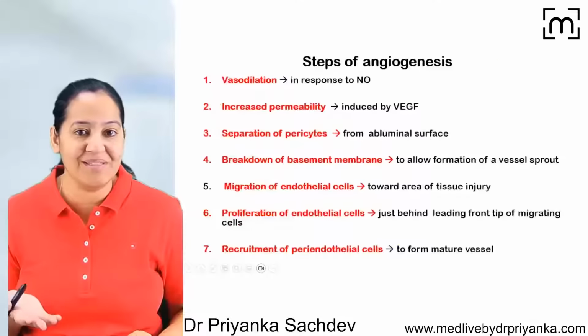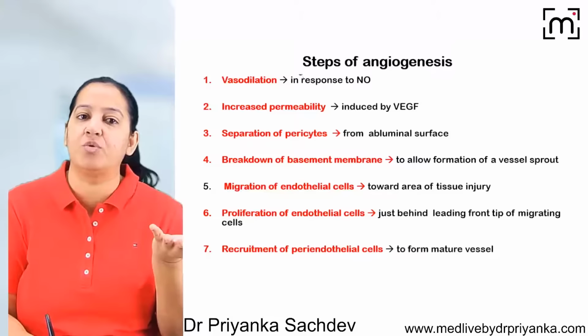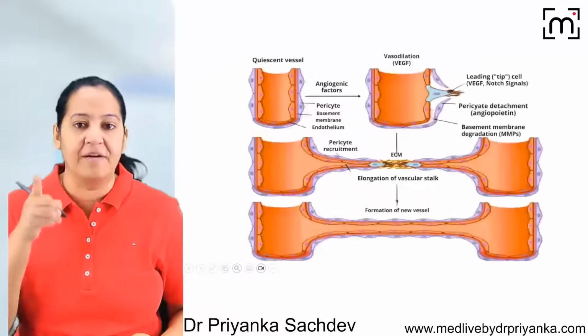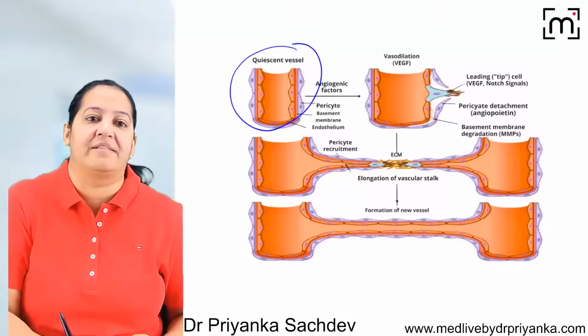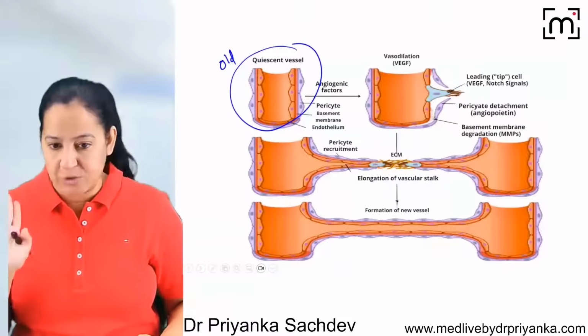So how does angiogenesis take place? Tell me the steps. Sometimes you get a short question on that. Separate short question, write the steps of angiogenesis. So there are 7 steps. Rather than mugging up, see all the 7 steps here. This is the old blood vessel, the old one from which the new will be formed. So I will tell you the 7 steps in this old blood vessel.